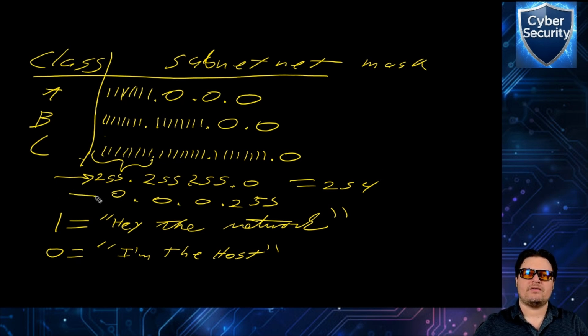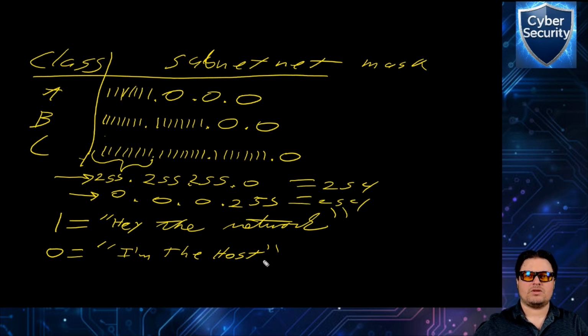Or you may have a test question that says, on a network with a subnet mask of 0.0.0.255, how many hosts can you have? These are the same exact thing, and this answer is still 254.